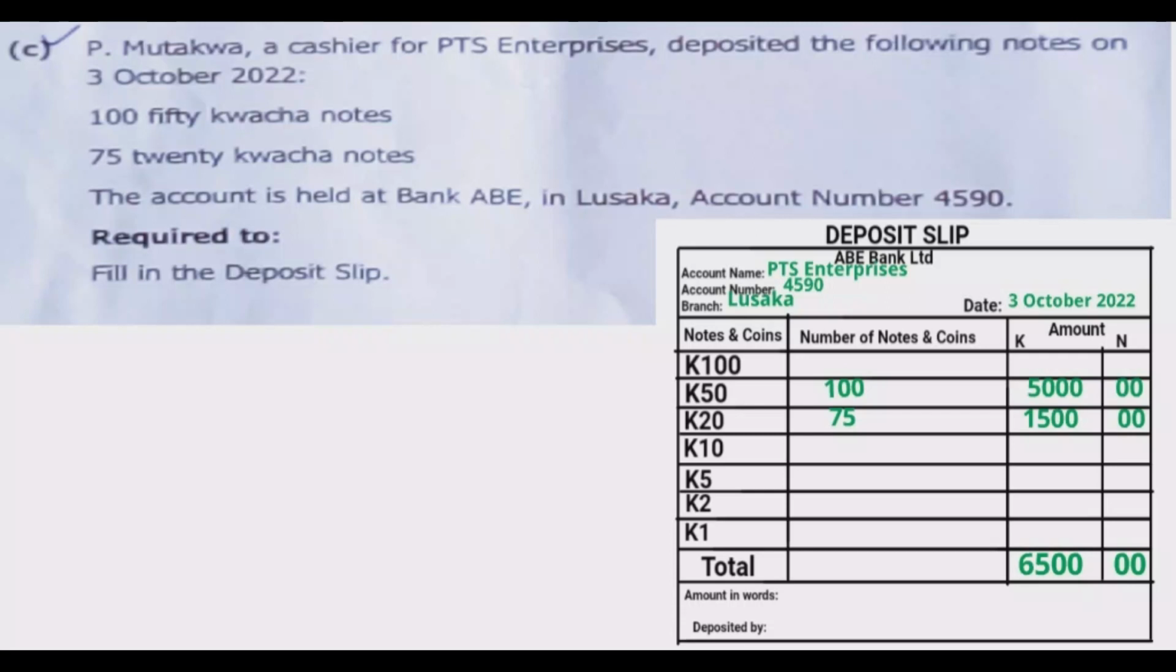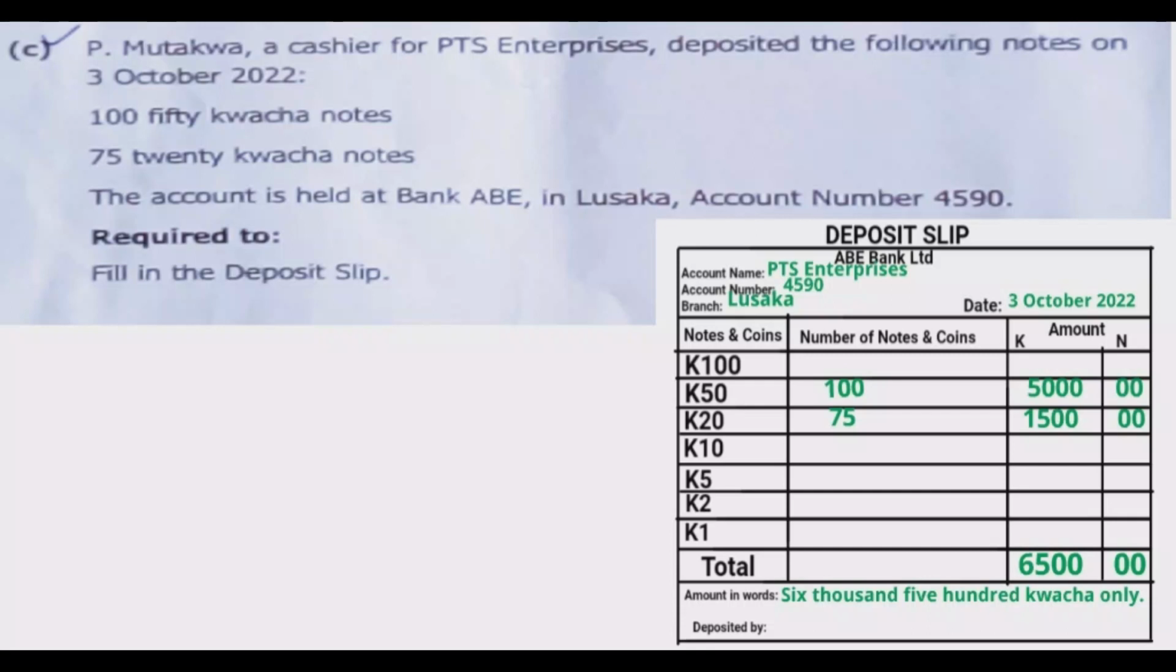Okay, now we are done with the middle section. We come down here where it's written amount in words. What we need to do is write the amount we want to deposit in words. So we are going to write 6,500 kwacha only. We write that in words, just like they were written. That's what you need to do as well.